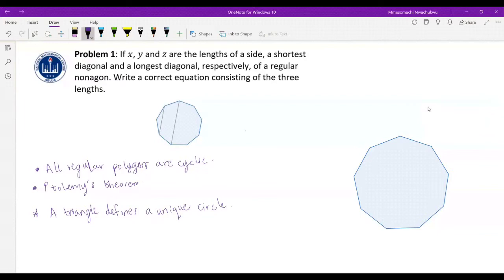So let's label this nonagon. So I'll just start by point A, B, C, D, E, F, G, H, I. Now, let's start by just talking about the circle of the triangle ABC. So we start from the circumcircle of triangle ABC, and then we try and show that that circle is also the circumcircle of the nonagon. So we start from the circumcircle of triangle ABC.